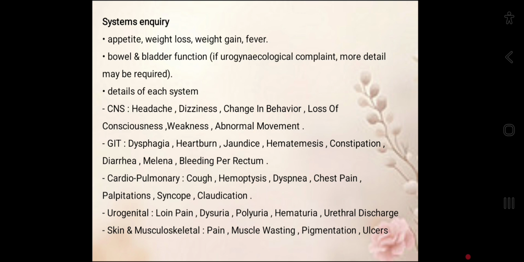In gastrointestinal system, we'll ask about dysphagia, heartburn, jaundice, hematemesis, constipation, diarrhea, melena, bleeding per rectum. In cardiopulmonary system, we'll ask about cough, hemoptysis, pain, palpitations, syncope, and claudication. In urogenital, ask about loin pain, dysuria, polyuria, hematuria, and urethral discharge. In skin and musculoskeletal system, we'll ask about pain, fatigue, muscle wasting, pigmentation, and ulcers.